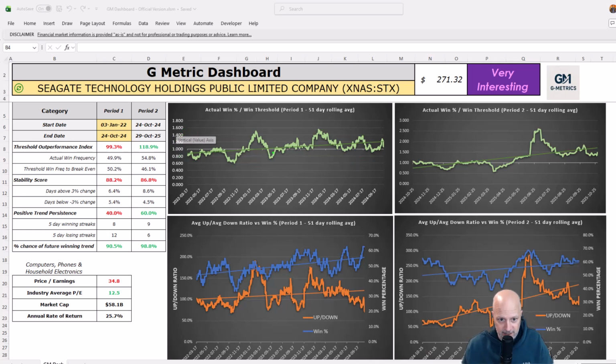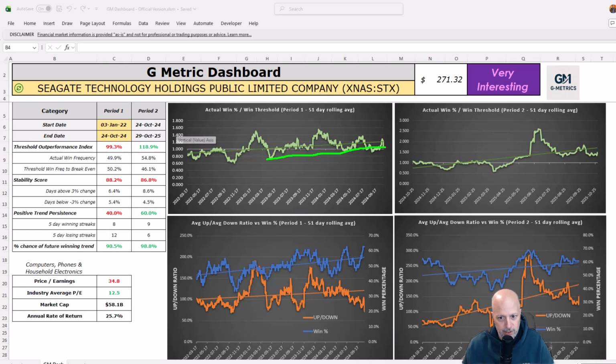What this chart is, it's actually the threshold outperformance index, but it's plotted on a 51-day rolling average, whereas our threshold outperformance index over here was based on the entire period indicated above. So it's an average of the whole period, but this chart is a plot of a 51-day rolling average, which is very informative to see where the stock is going. As we see this plot of how often this stock is winning versus how much it needs to win, the trend line is definitely increasing in the right direction.